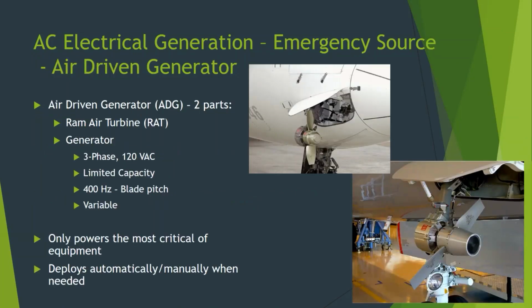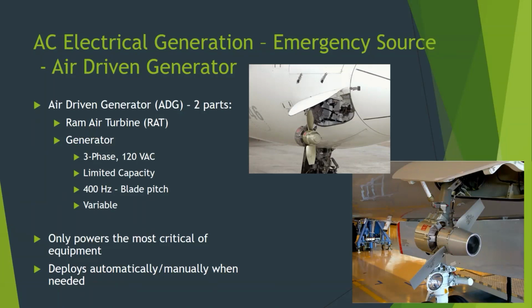Now we're going to get into the emergency sources, and there are a couple different versions of these. There are two emergency sources that are the most common. The first is an air-driven generator, like what's shown in these pictures. These are two slightly different ones. The one on the top, I believe, is a CRJ, and I can't remember which model. The one on the bottom, going off memory, I believe is off an Airbus, probably an A320 or something like that. But these are air-driven generators.